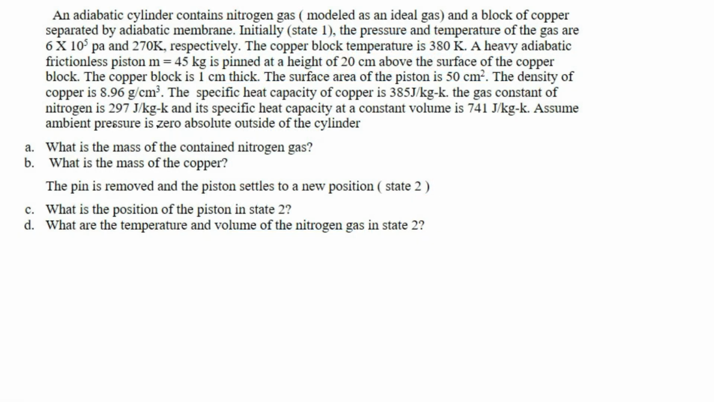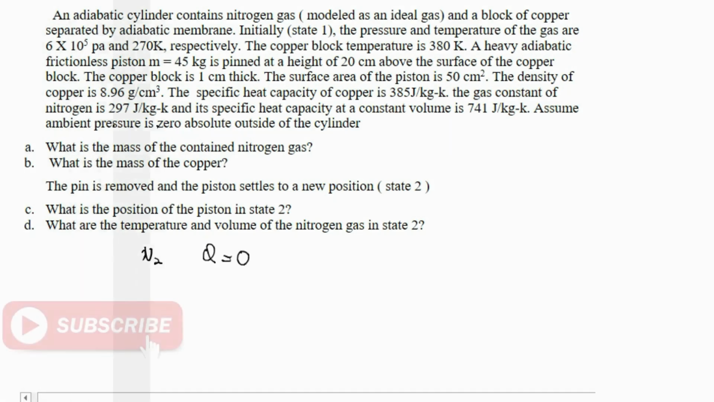Good day all, welcome to Smart View Guide tutorial. So we are going to solve this question on thermodynamics. You can see the question is very long and it asks us to make some calculations about an adiabatic system. So the adiabatic system is a cylinder that contains nitrogen gas N2 and a block of copper separated by an adiabatic membrane. So whenever a system is adiabatic, we know that heat transfer is zero.